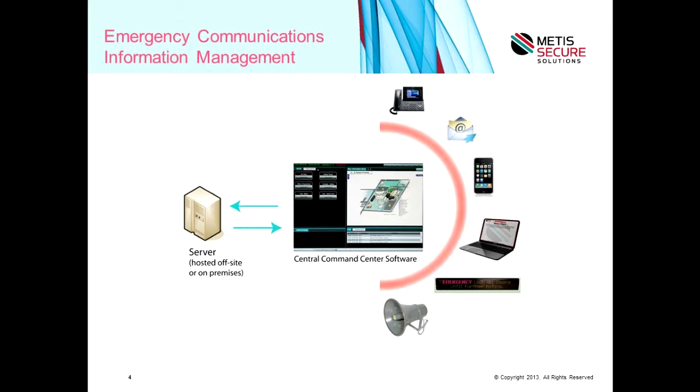These are some of the standard types of endpoints that we work with. We really can tie into almost anything that has an IP address or can be activated with a contact relay. So a contact closure allows us to activate strobe lights and other types of equipment.